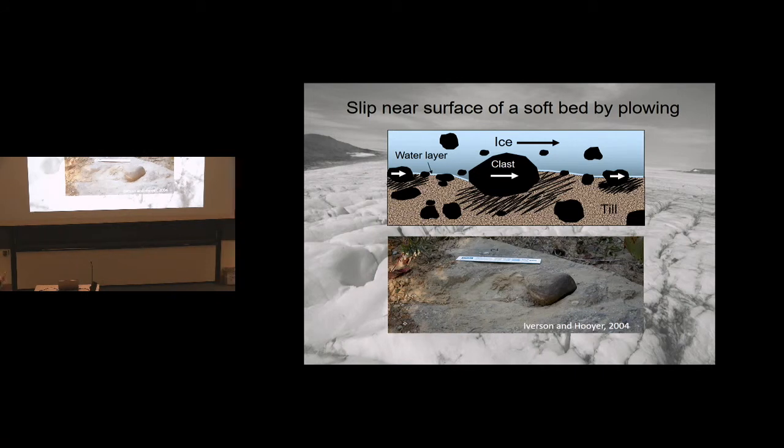In this case, we have clasts at the ice-till interface that poke partway up into the ice and poke partway down into the till. And if you jack up the pore water pressure in this till, it gets sufficiently weak so that the drag that the ice exerts on a clast like this basically causes this clast to plow through the substrate.